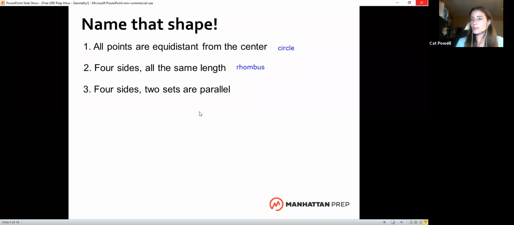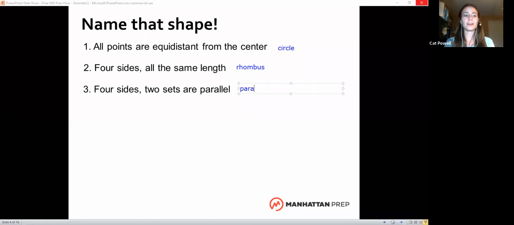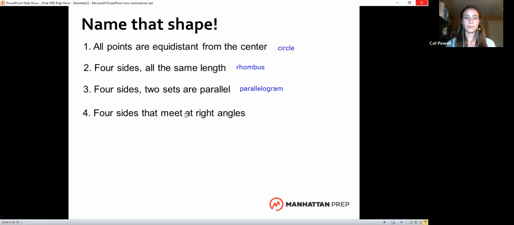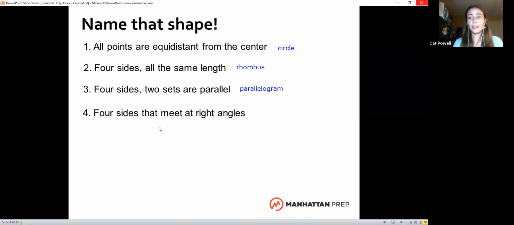Four sides where two sets are parallel. It could be a rectangle, yeah, but the broader category here is parallelogram. Similar to number three, I would have to know a couple other things, or at least one other thing, to be certain that I had a rectangle. Oh, trapezoid only has one set of parallel sides.